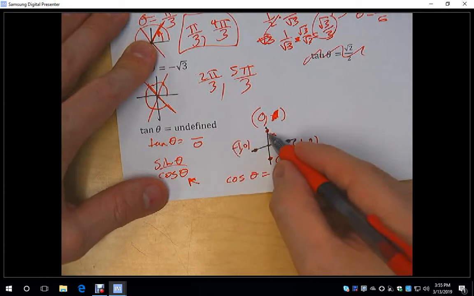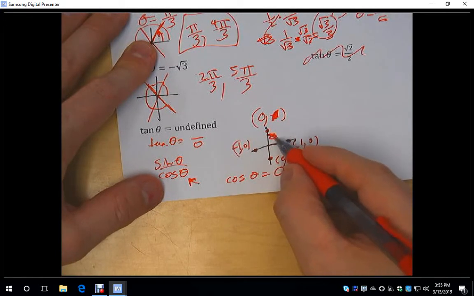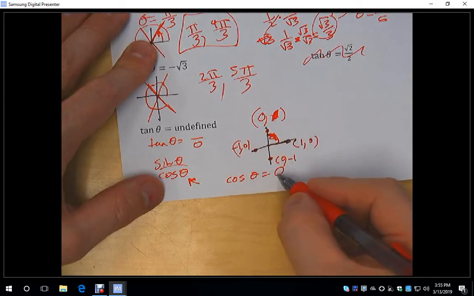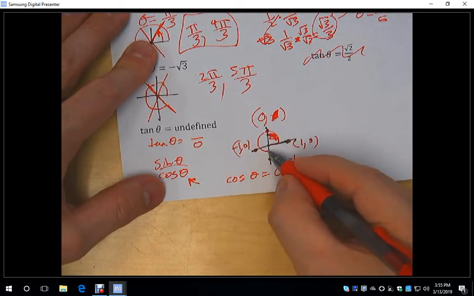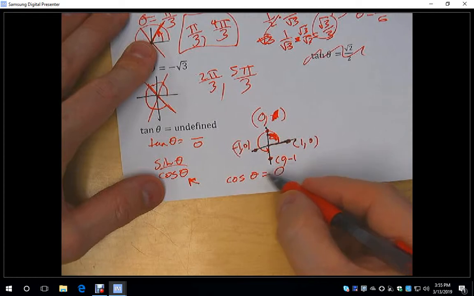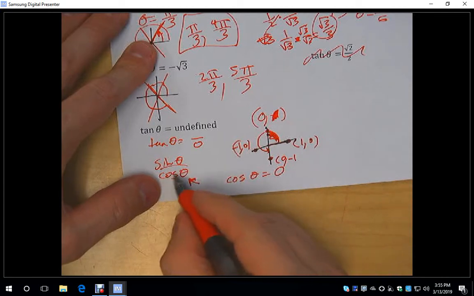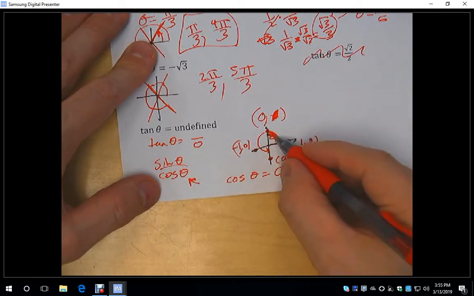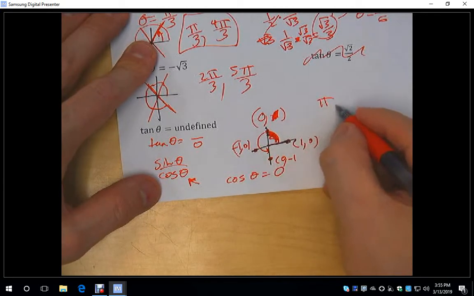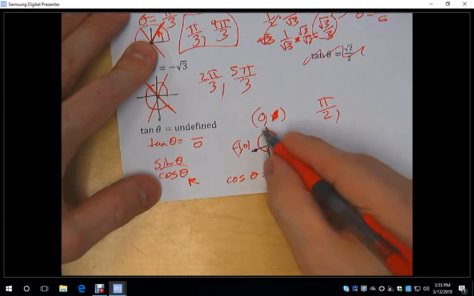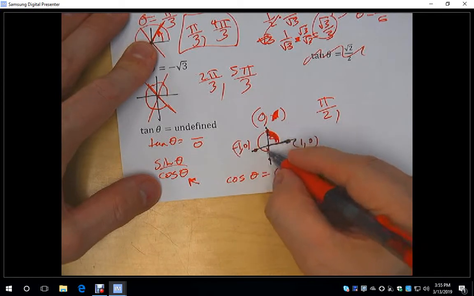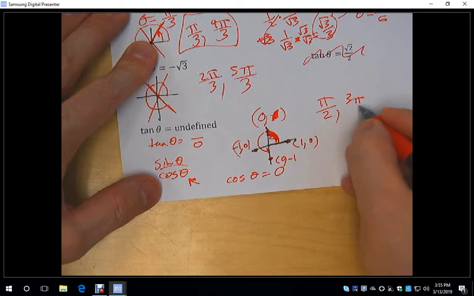So we're looking at this rotation here. That's going to give me cosine theta equals 0. And this rotation here is going to give me cosine theta equals 0. So these rotations will give me a denominator of 0: pi halves, and this one here, 1 pi halves, 2 pi halves, 3 pi halves. So that would give me 3 pi halves.